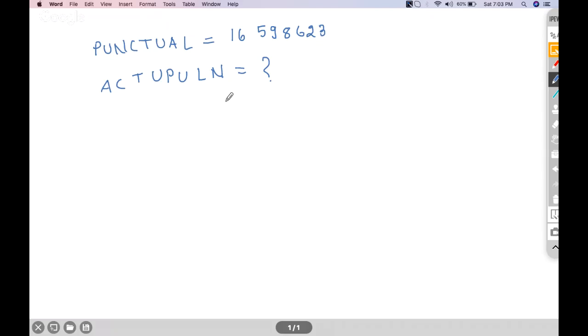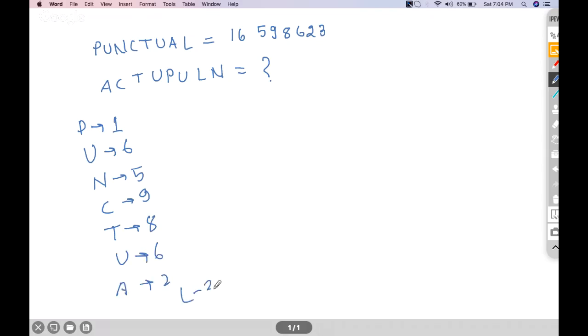Look at here. This is a random coding. So P is 1 here, U is 6 here, N is 5 here, C is 9 here, T is 8 here, U is 6 here, A is 2 here, and L is 3 here. Start writing. So A is 2, C is 9, T is 8, U is 6, P is 1, again it is U 6, L is 3, and N is 5. So it is 29861635.